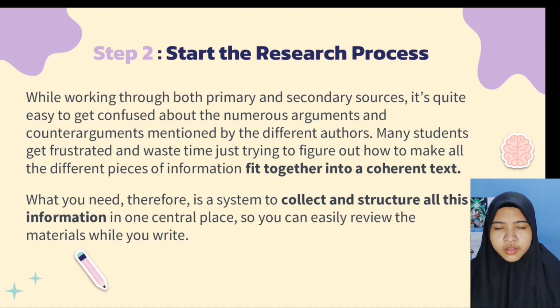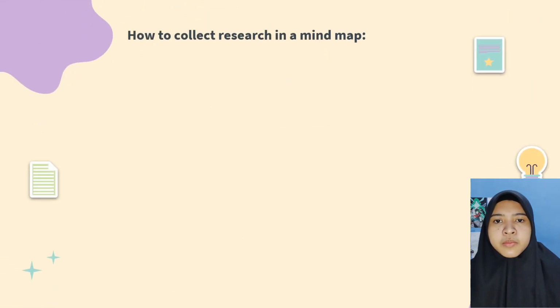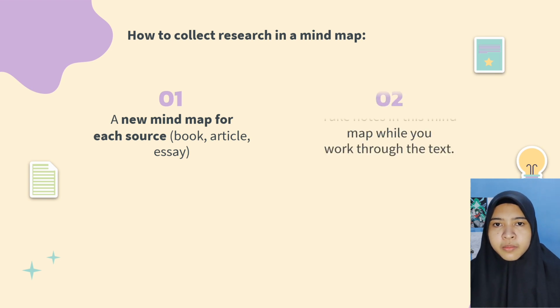What you need, therefore, is a system to collect and structure all this information in one central place, so you can easily review the materials while you write. How to collect research in a mind map? Create a new mind map for each source, like book, article, or essay you read, and take notes in this mind map while you work through the text.